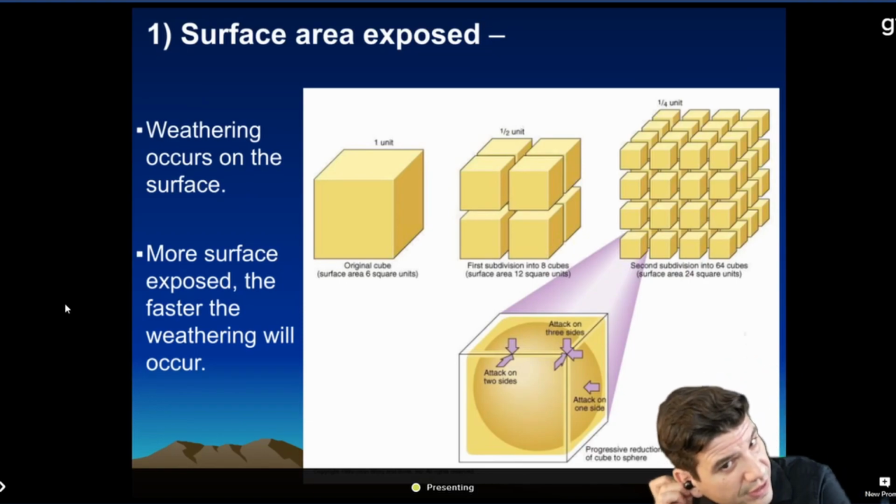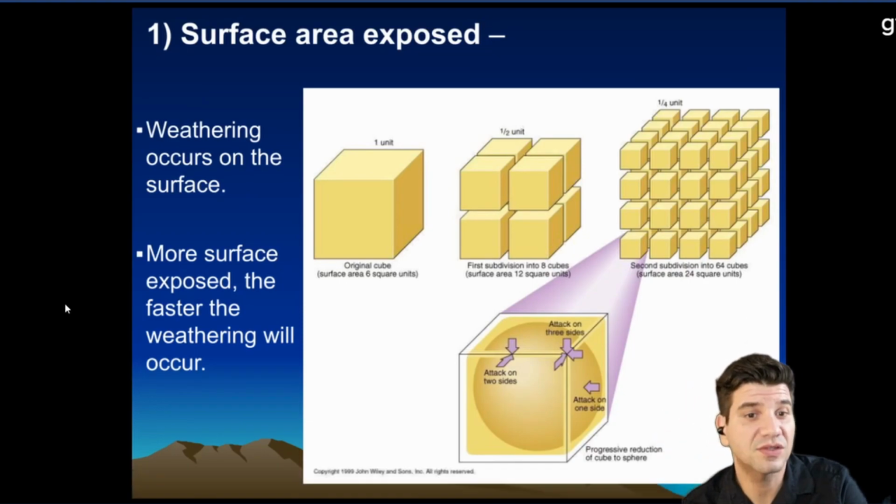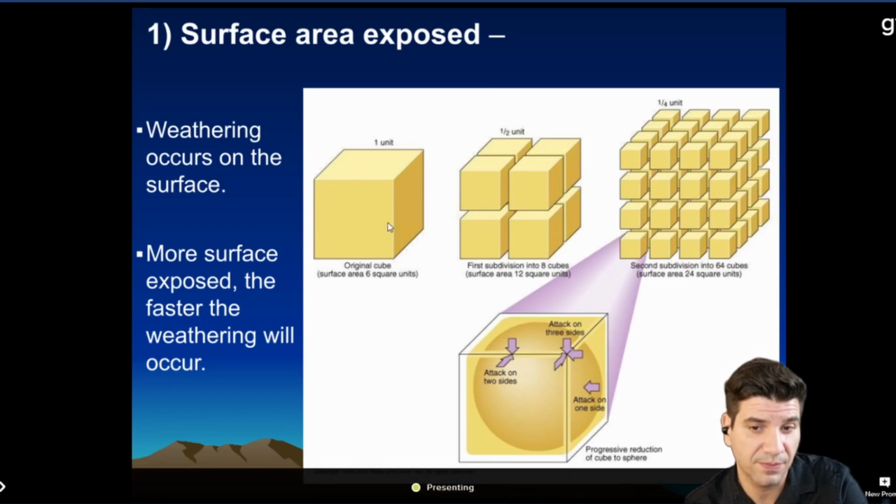Okay, so first thing you need to understand when we're talking about weathering is surface area. The more surface area that's exposed, the quicker things break down. In this case, we start off with an original cube, which has 6 square sides. Where the square edges meet, we have these corners. And the corners are vulnerable from attack in 3 different directions, so they break down really quick. The edges here, where the 2 sides meet, also break down pretty quick. And eventually, what ends up happening is these squares turn round.